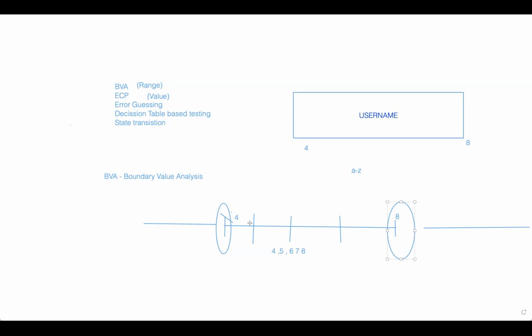One is minimum, and if I enter minimum, that should pass. That's our expectation, right? And if I enter the maximum number of characters, then it should also pass. The maximum character is 8 only. Now at the boundary level, if we take 4 minus 1, that is 3. This is called minimum minus 1.